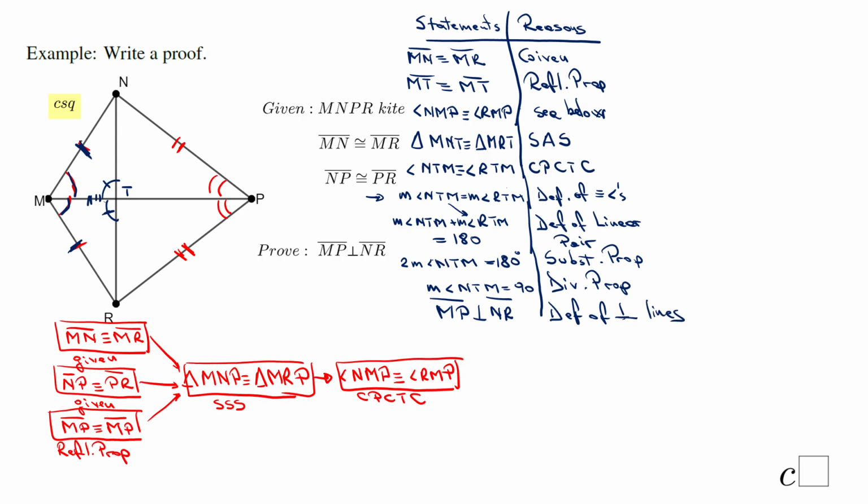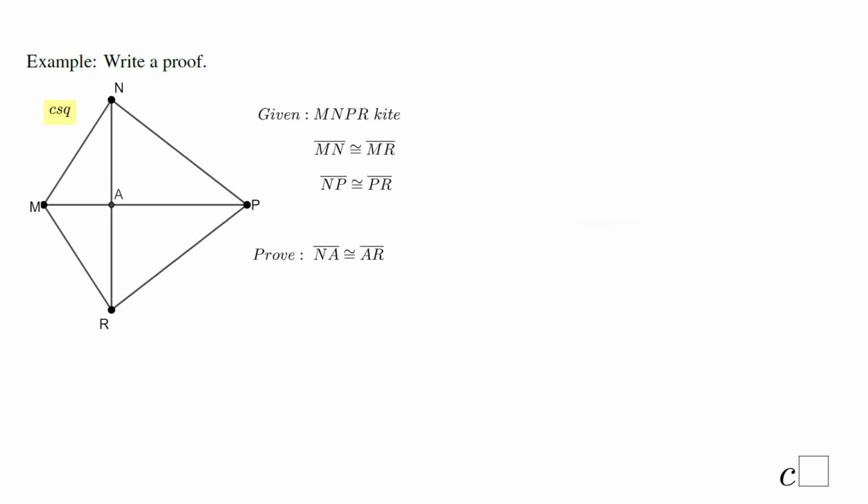So yes, we did this proof. You see both. We see a little bit of a flowchart and a two-column proof here. And the last, in fact, it's not the last. Another proof here. We have MNPR is a kite. Again, we see MN congruent with MR, and NP congruent to PR, we need to prove that NA is congruent to AR. I think we just did that in the previous problem.